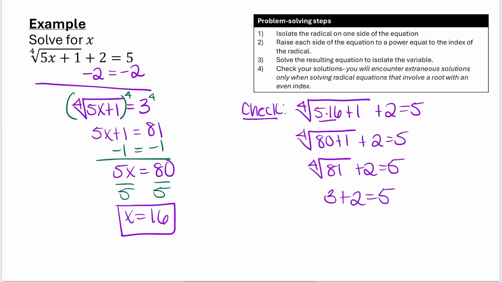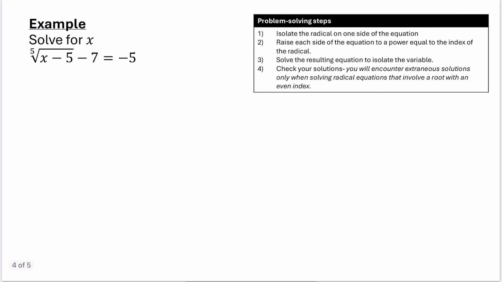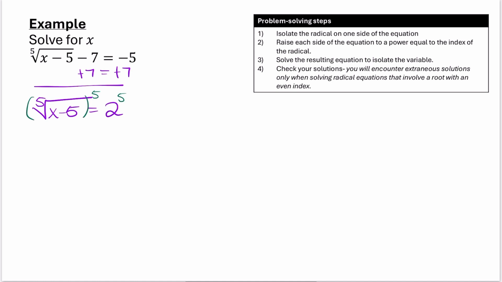So now let's try this example. Here we have a fifth root. So let's start off by isolating that radical by adding 7 to both sides. When I add 7 to both sides, I get the fifth root of x minus 5 equals negative 5 plus 7, which is 2. Now I'm going to undo the radical by raising both sides to the fifth power. When I do that, on the left side I have x minus 5 equals 2 to the fifth, which is 32. So now I just need to isolate the variable by adding 5 to both sides. When I add 5 to both sides, I get x is equal to 37.